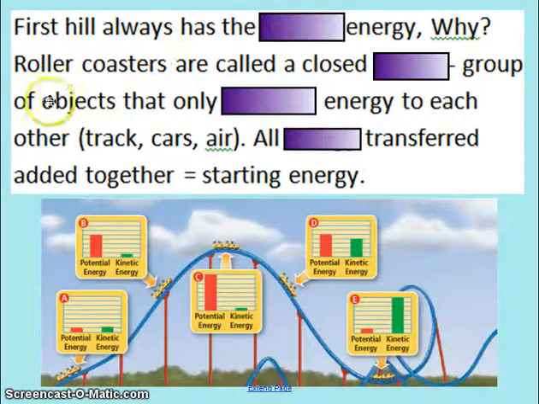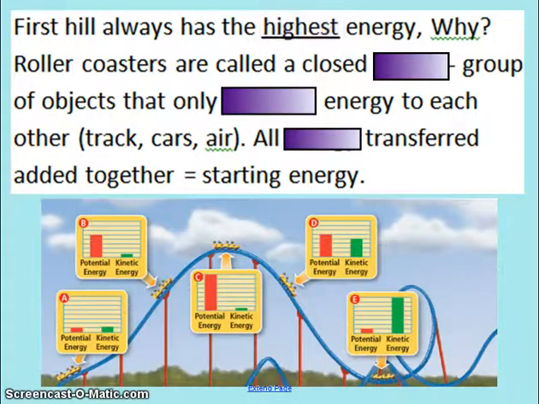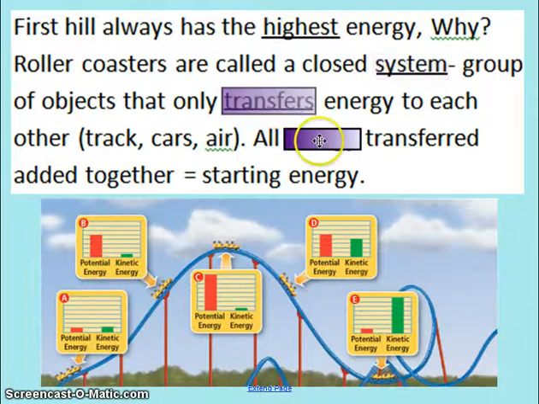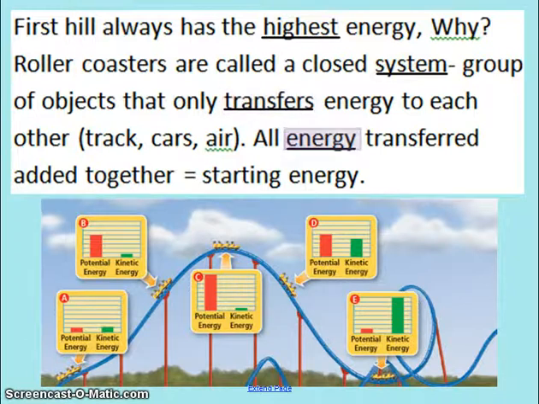The first hill always has the highest energy. If you think back to the video we just saw, the pie chart had the most potential energy at the beginning of the first hill. Why is this? Roller coasters are a closed system, or a group of objects that only transfers energy to each other: the tracks, the cars, and the air. All energy transferred, added together, will equal the starting energy.